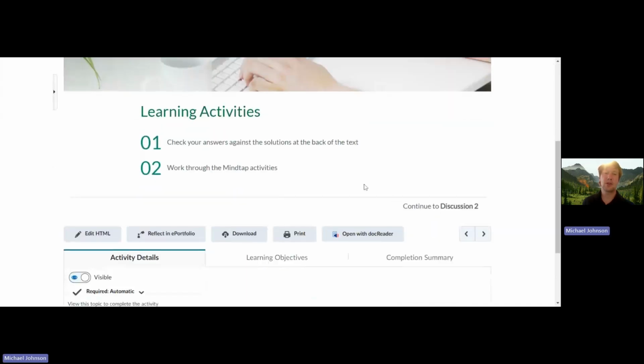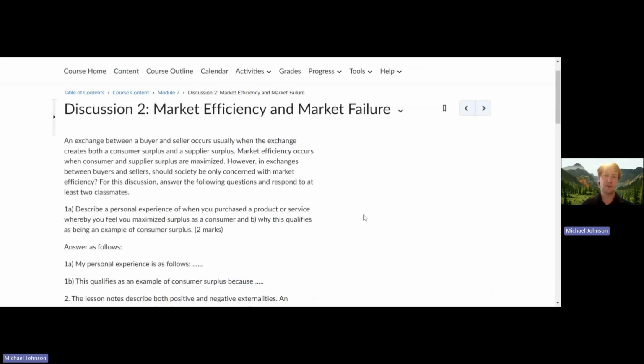For learning activities, I recommend doing the textbook questions for Module 7. The textbook questions are the best source of practice for this course. I highly recommend completing all the textbook questions and doing the MindTap activities. MindTap is an excellent resource, excellent practice. Those are the recommended ways to be successful. And then do discussion 2.